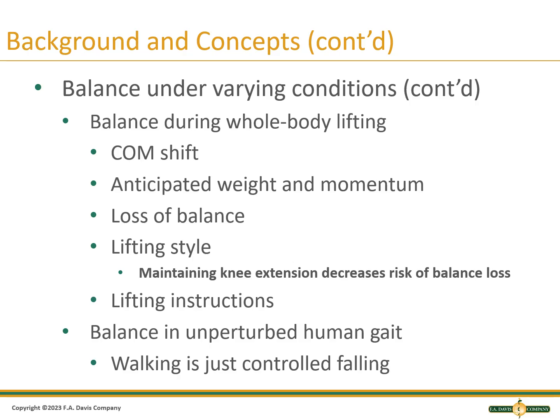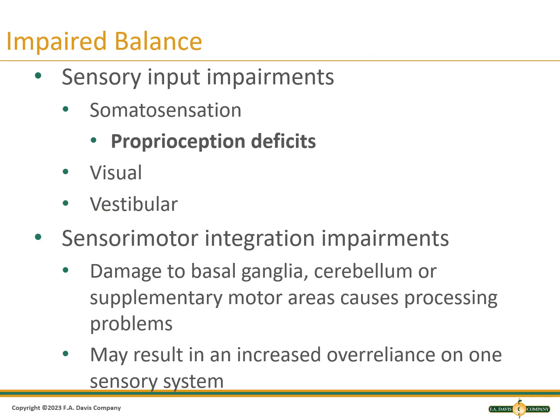We know we have three sensory systems contributing to balance, and when we talk about somatosensation, we have to remember that it includes light touch and proprioceptive deficits. So these deficits can occur as part of nerve injury, and they can also be a common part of aging. Box 8.2 contains risk factors for falls among older adults because of the impacts of aging.